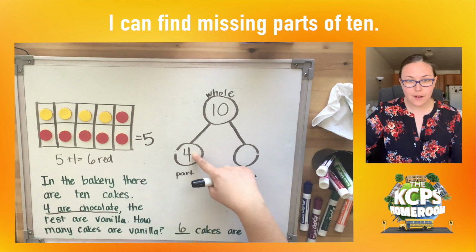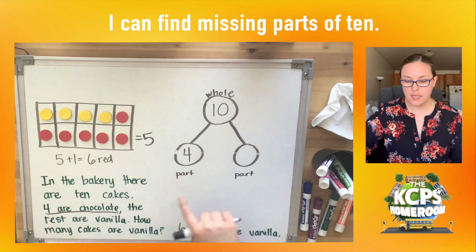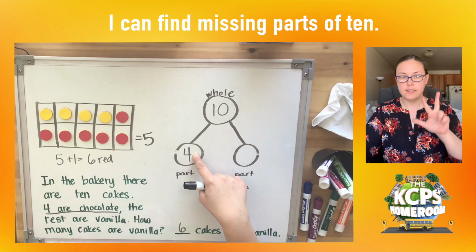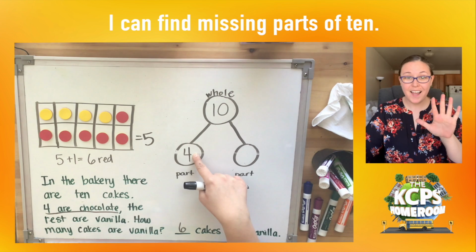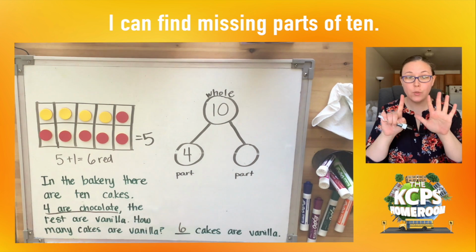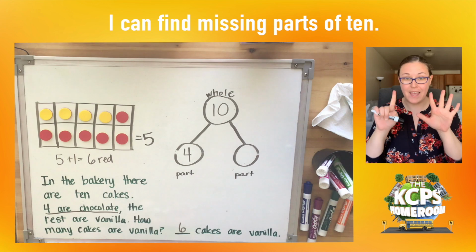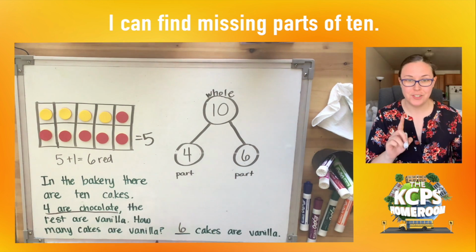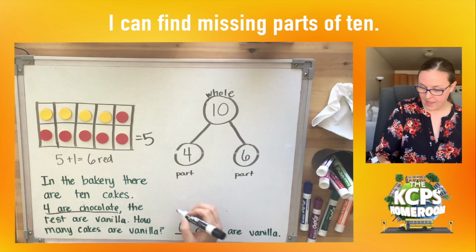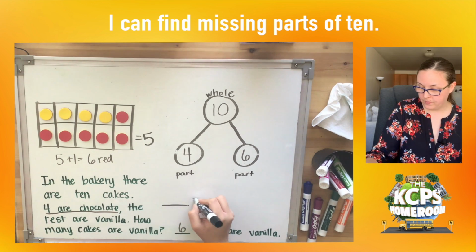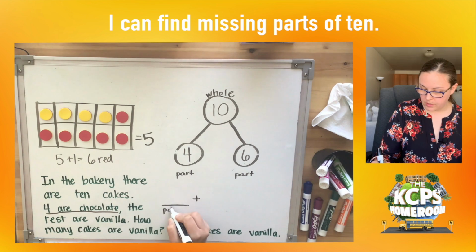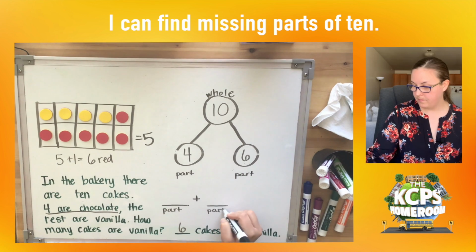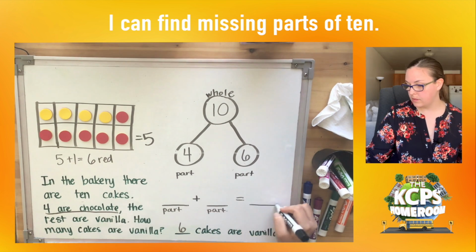So practice with me. Let's start at 4 and let's stop when we get to 10. 4, 5, 6, 7, 8, 9, and 10. So we know that the missing part of 10 is 6. Great job. And my challenge to you at the end of our lesson today is to write an equation. Remember that an equation starts with a part, it adds the missing part, and it equals the whole.